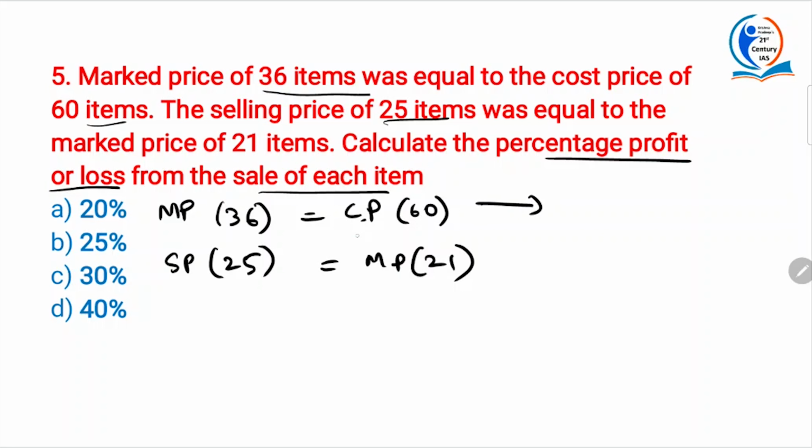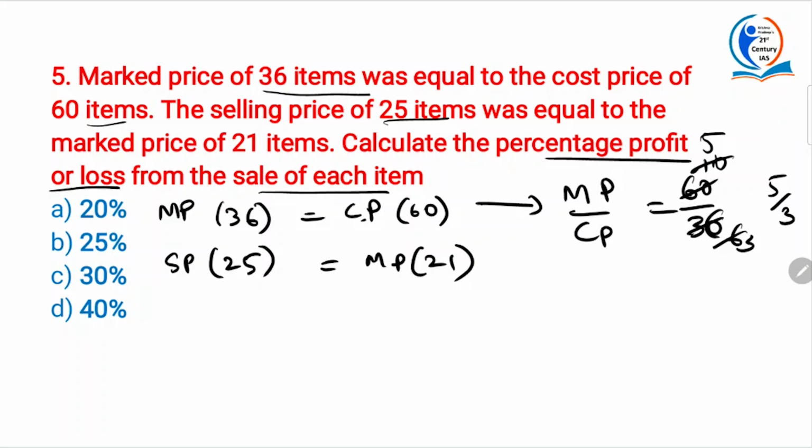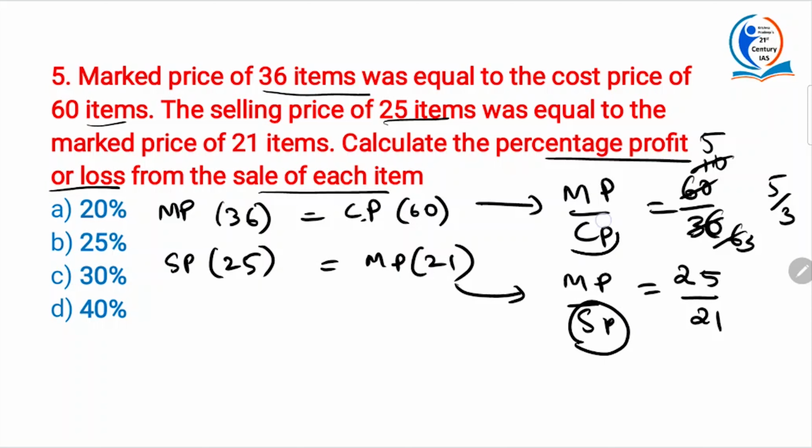Now, consider this one. What will you get? MP by CP is equal to 60 by 36. All right, 36. Now 6 10s are 60, 6 6s are 36, 2 5s are 10, 2 3s are 6, so it is 5 by 3. All right. Now from this one, what will you get? You will get MP by SP is equal to 25 by 21. Now to know the profit or loss, what values should we look at? We have to look at the SP and the CP values.